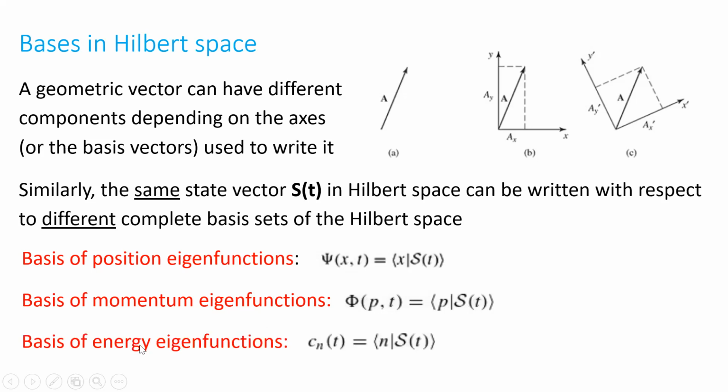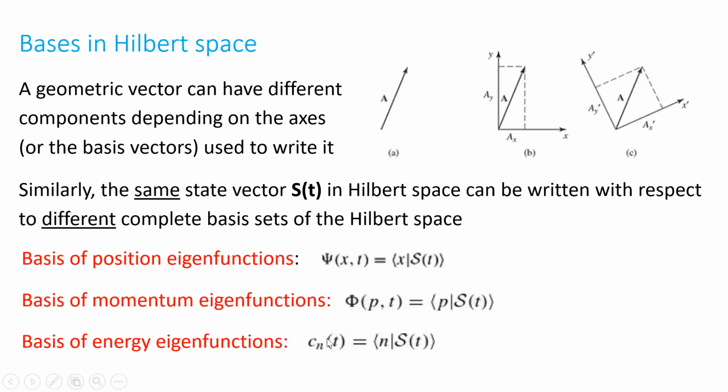Finally, we have energy eigenfunctions. That forms a complete set, because energy is a Hermitian operator. So assuming that the energy eigenfunctions are discrete, like for the infinite square well, for example, if we project the vector in Hilbert space onto those energy eigenfunctions, we get a set of coefficients c_n of t. And those evolve in time with exponential time dependence.